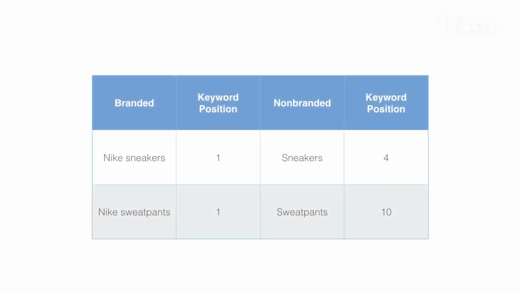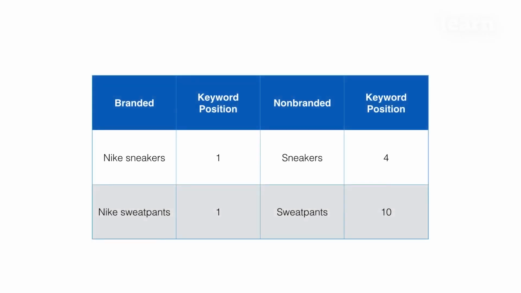And then the last step is to show the client a comparison of branded versus non-branded terms and where they're ranking. So as you're doing this keyword research, you'll want to make a note of which terms are branded. What that means is they have the brand name in them. So for example, Nike sneakers or Nike sweatpants, those are branded terms versus non-branded terms. Non-branded terms are these bigger, broader terms like sneakers or sweatpants.